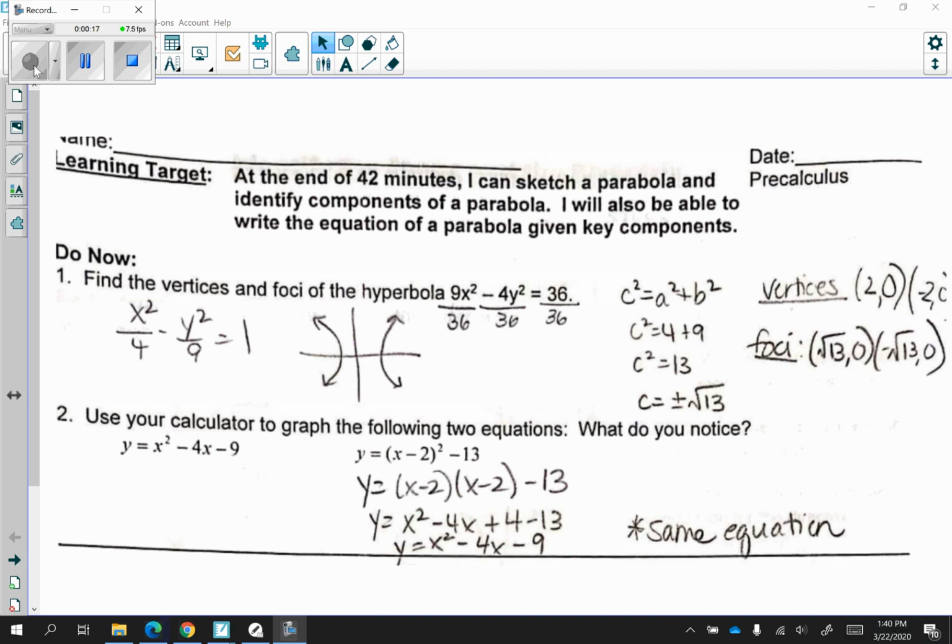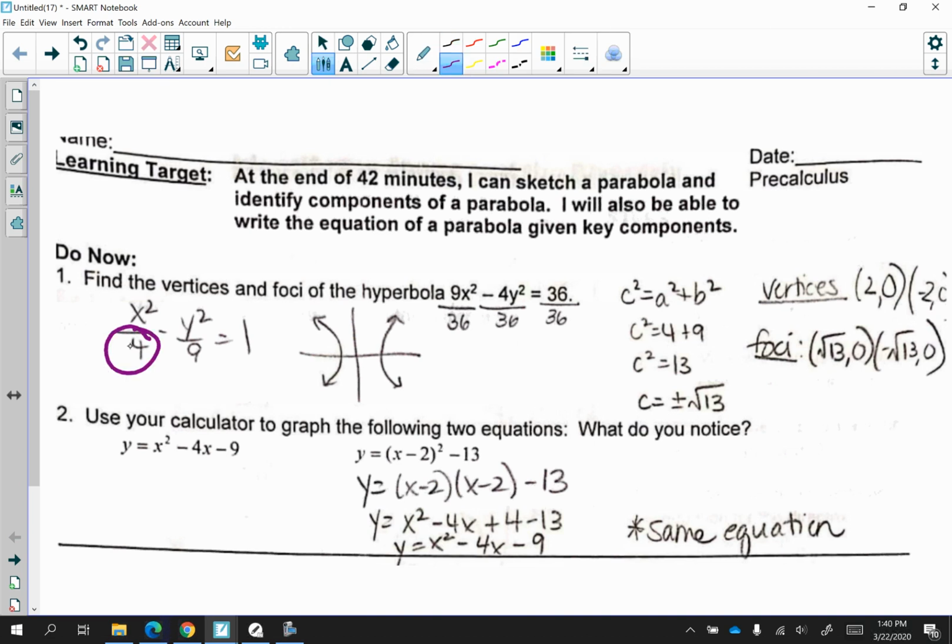Number 1, find the vertices and foci of the hyperbola 9x squared minus 4y squared is equal to 36. Now remember, you have to have it equal to 1, so you divide by 36 to each term. The x squared is positive, so you know that the hyperbola's vertices will be intersecting on the x-axis. The vertices will be (2, 0) and (negative 2, 0) because of the 4 in the denominator.